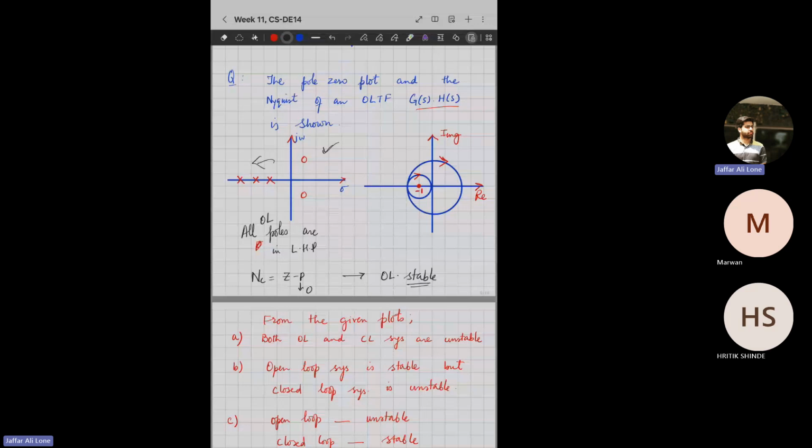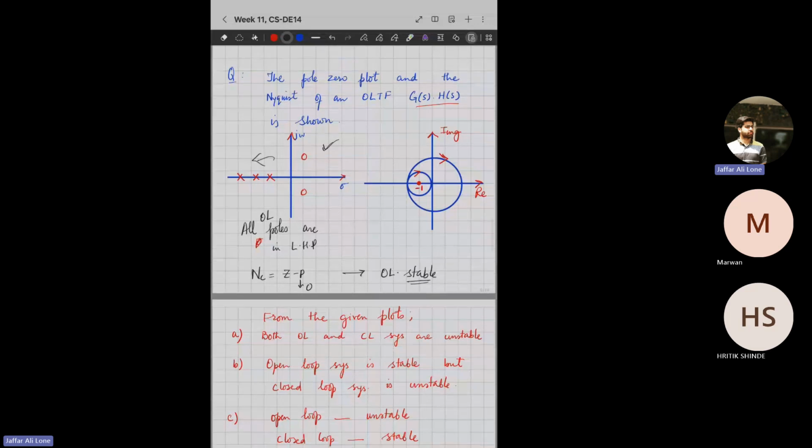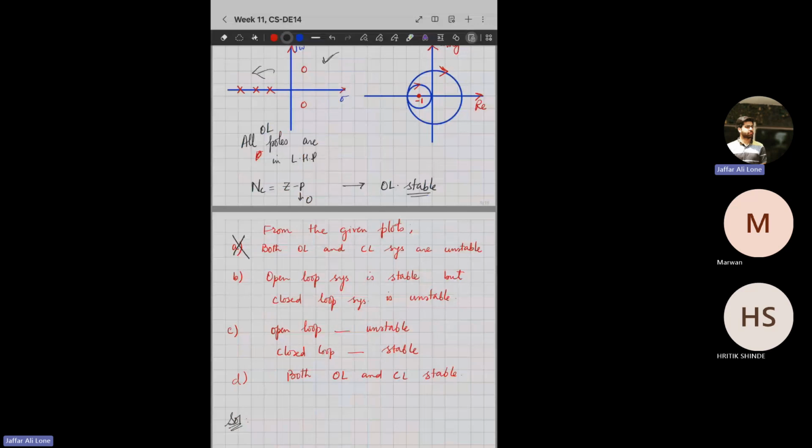Why? Because all the poles are in the left half plane. And this part is simple, but the other part is tricky. So the option that says open loop system is unstable is eliminated. Open loop system is stable remains. So options B and D now remain because the open loop system is stable.